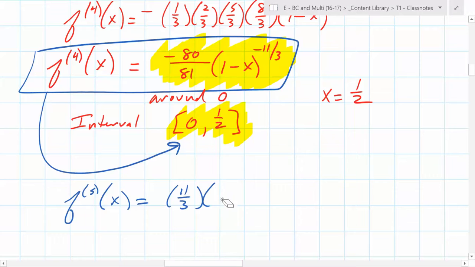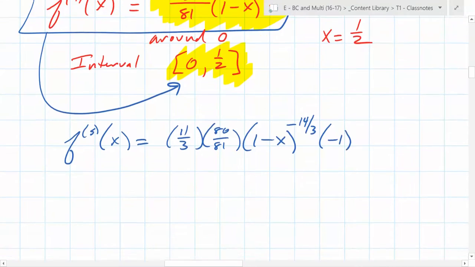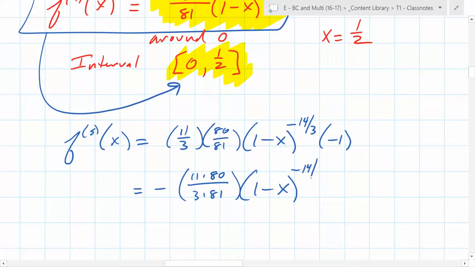Why did I drop the negative sign? Two negatives, right? Times what? 1 minus x to the negative 14/3 times what? Negative 1. So what do I end up with? Negative of 11 times 80 over 3 times 81 times 1 minus x to the negative 14/3.